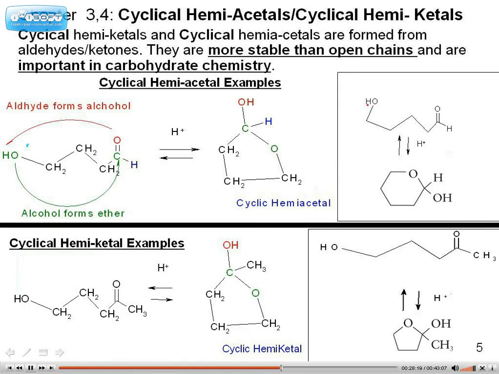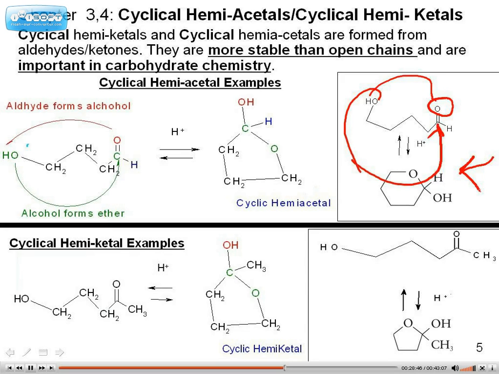Let me say that one more time. So the tail is going to wrap around. The aldehyde is going to form the alcohol by grabbing off this hydrogen, and the alcohol is going to form an ether. Here is the structure that you're required to draw. The hydrogen here is optional.